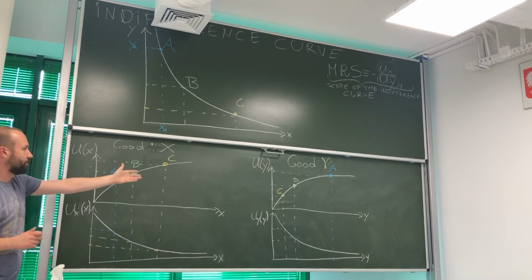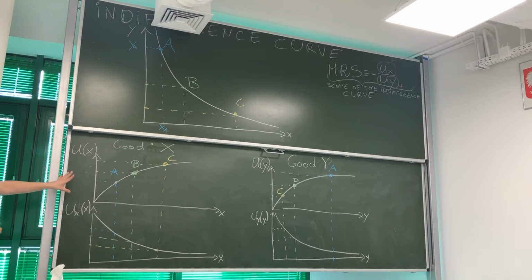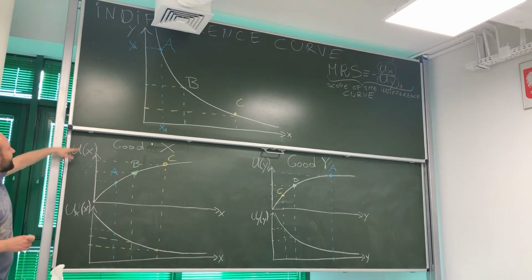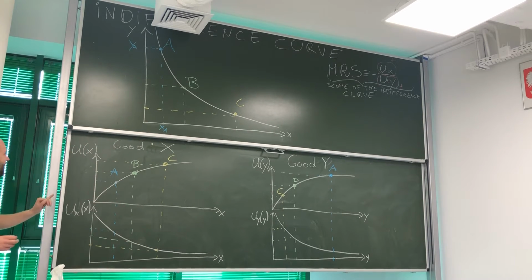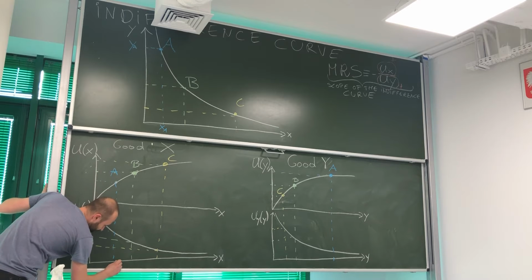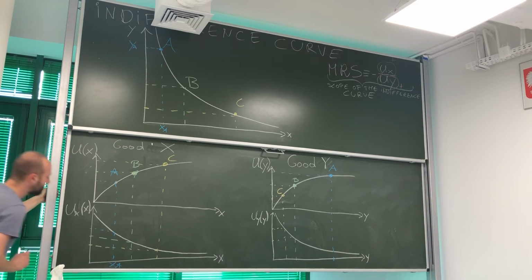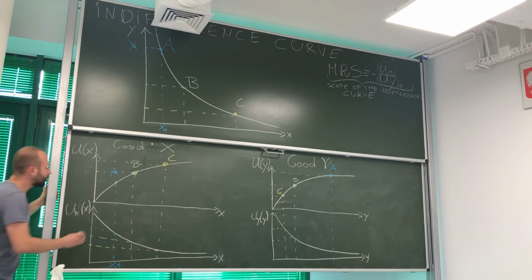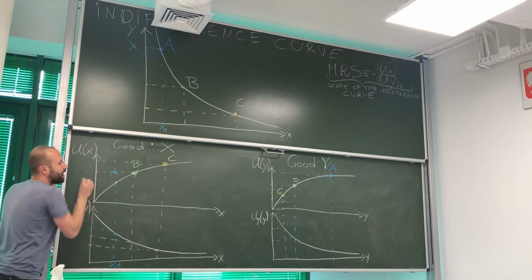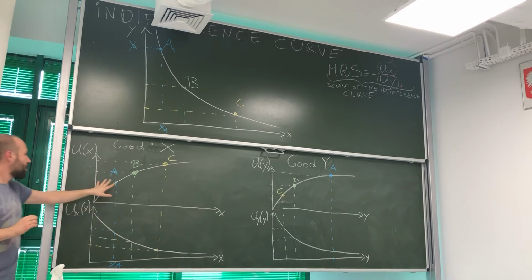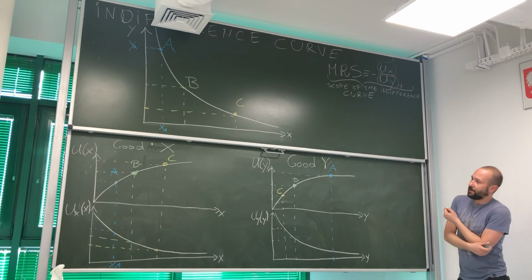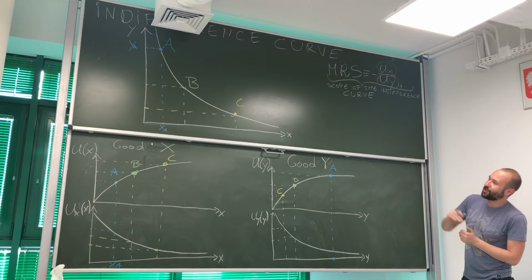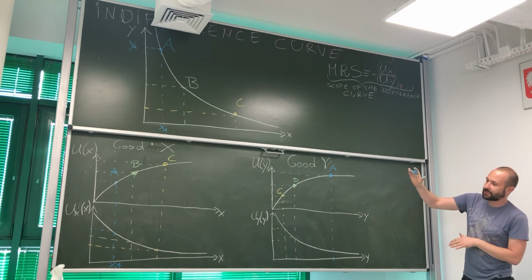And the same for good Y, right? So look, we see that here actually the correspondence is to point A. And look, at point A, the customer has very, very little of good X. What does it mean? The total utility the customer gets from consumption of good X is small.